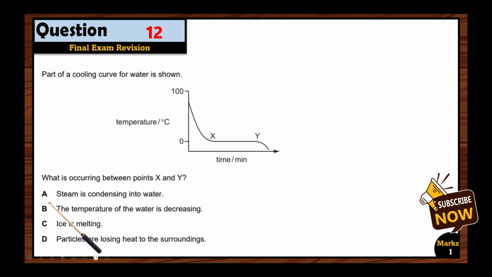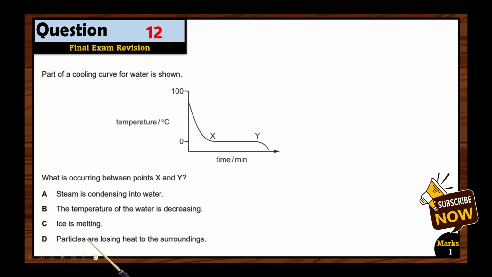So now we can see A, steam is condensing into water. No, because this is the freezing point. It is becoming a solid. So this option is wrong. The temperature of the water is decreasing. Okay, that can be the option. Ice is melting. No, ice is not melting. Of course, it's 0 degrees. But particles are losing heat to the surrounding.